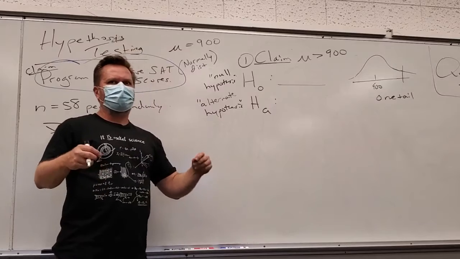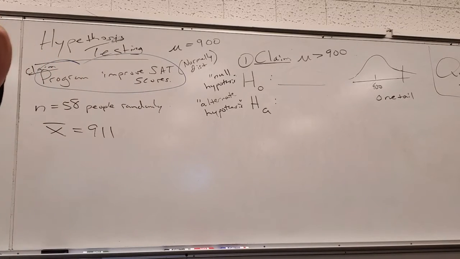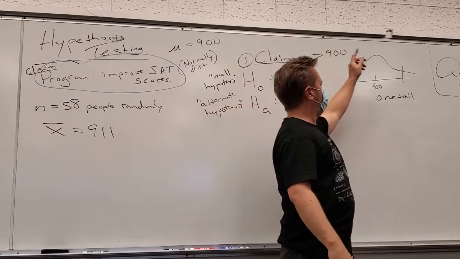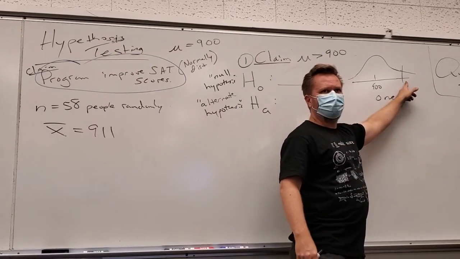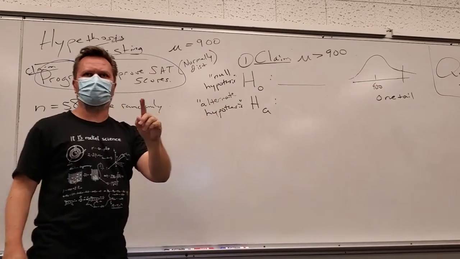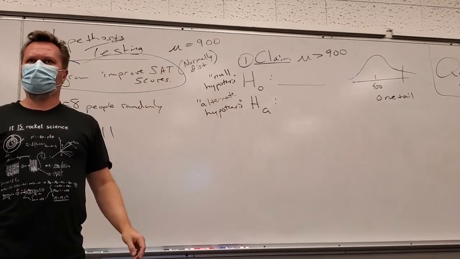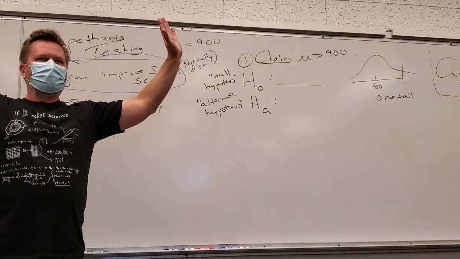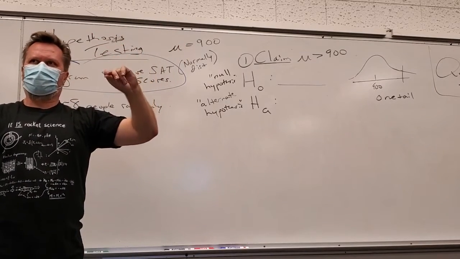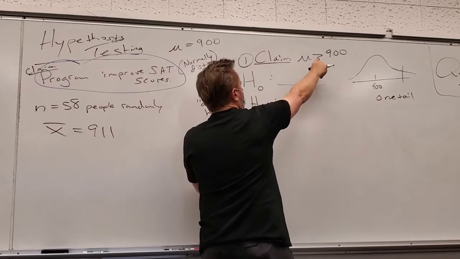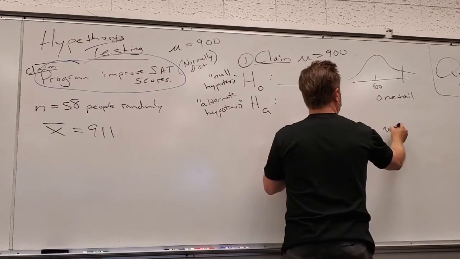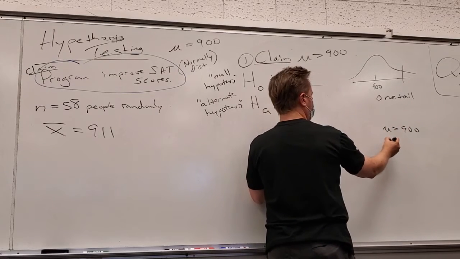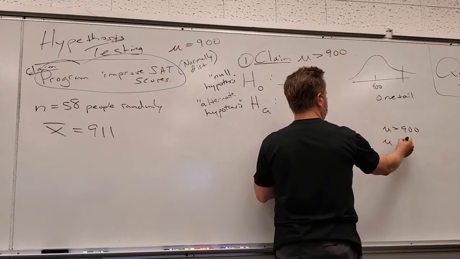So here's the idea. Let me see if I can really lay this down for you. Why did I put my tail up there? Can somebody point to one quick thing that told me why it's up there? It's greater than. That's all you've got to say. What's the opposite of this? What's the opposite of mu greater than 900? Less than or equal to.